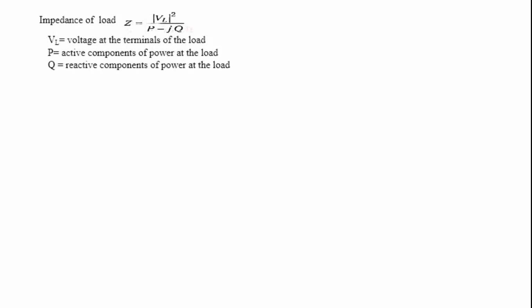Then here they have not given the impedance of the load. So we are considering that Z is equal to VL square divided by P minus jQ. What is that? VL is nothing but the voltage at the terminals of the load. P is the active component of the power at the load. Q is the reactive component of the power at the load.